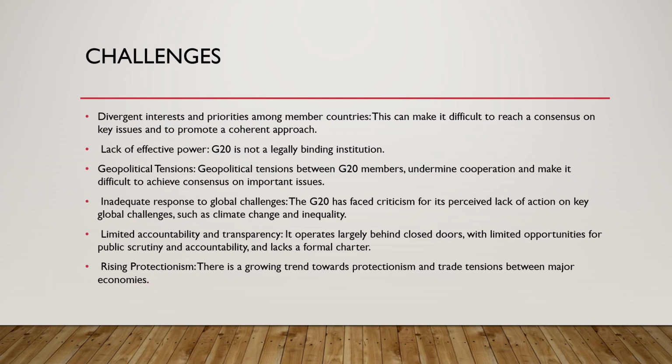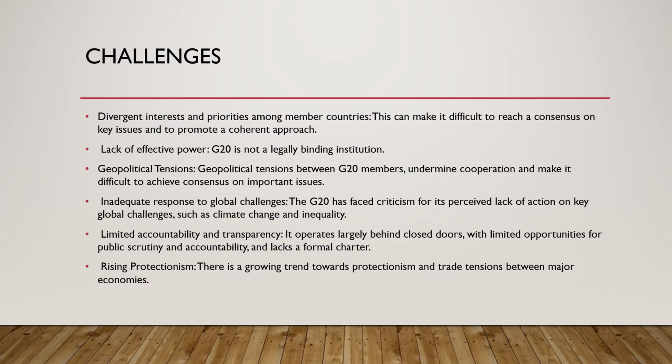Let's discuss the challenges. We have challenges in the G20. We have divergent issues and priorities among member countries, which can make it difficult to reach a consensus on key issues and to promote a coherent approach. As we can see, we have different countries as part of this organization, and they have different issues. So this is one of the challenges, to converge their intentions, or we can say to converge them to a single goal. It would be challenging.